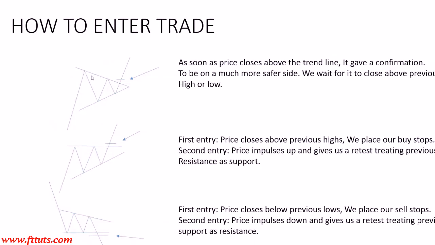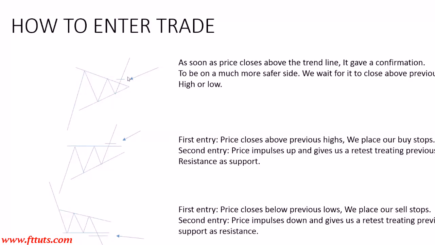Now let's take a look at how to enter trades. With the symmetrical pattern, we enter as soon as the price closes above the previous lower high. You can see it pushed up, down, up, and then as soon as price closes above the previous high, that's a confirmation that we're going to continue to the upside. As soon as price closes above the trend line, it gave a confirmation. To be on the much safer side, we wait for it to close above the previous high or low. Previous high or low, meaning the reverse when it's in a downtrend.